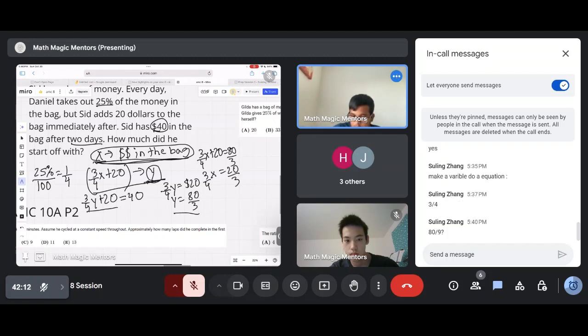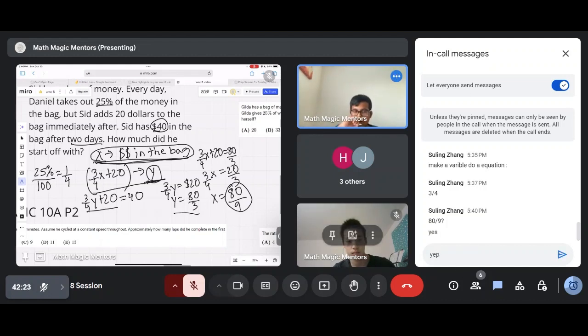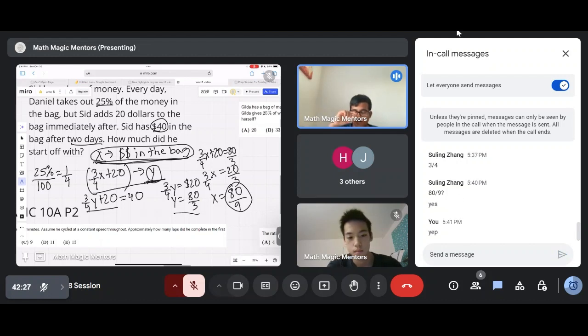Does it make sense? So x equals 80 over 9. Does that make sense to everybody? Yeah. So, hey, look, 80 over 9 is how much money? If you calculate this, 80 over 9 is actually less than $10.